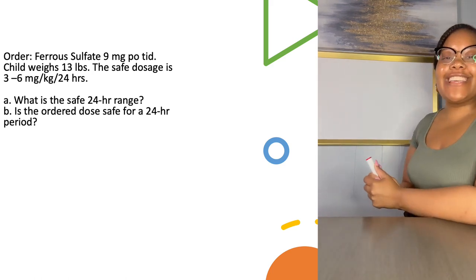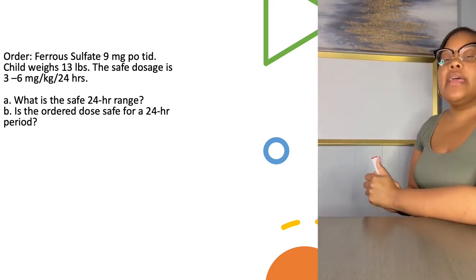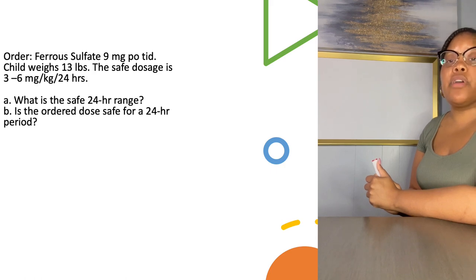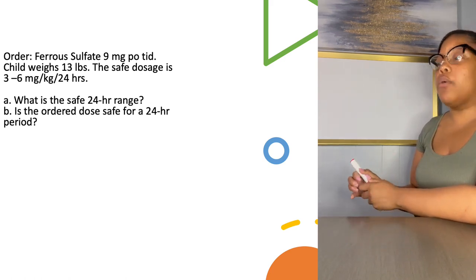All right, guys, so let's get into the first problem. It says the order of ferrous sulfate 9 milligrams PO 3 times a day. The child weighs 13 pounds. The safe dose is 3 to 6 milligrams per kg per 24 hours. What is the safe dose range, and is this order dose safe for a 24-hour period?